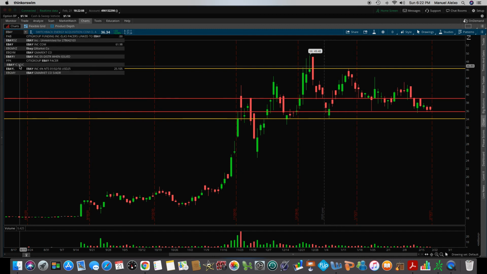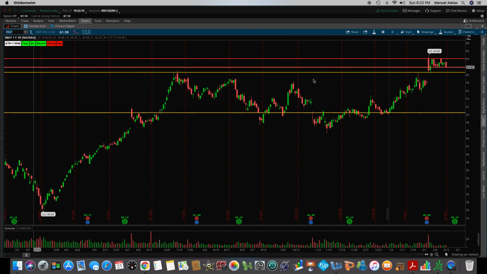Next, number 4 is eBay, E-B-A-Y. I love eBay. I love what it's doing. It's broken out of this area here, which was the 52-week high back on July the 13th of 61.06. It broke out of there and ran to 64.85. And what is it doing right now? It's doing a whole lot of consolidation.